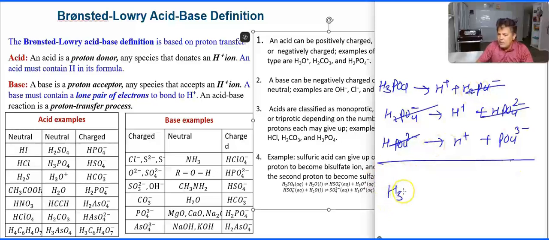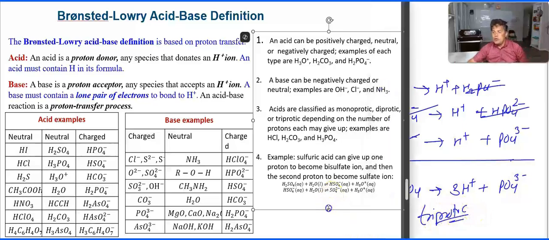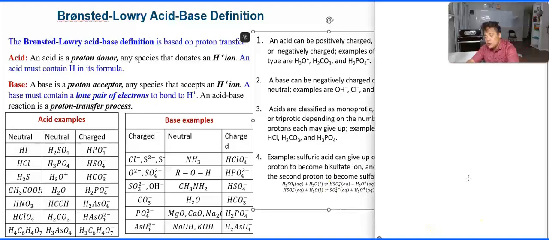That's why H3PO4 can give you 3 protons plus PO4 3 minus. That's why it is triprotic. It can give you 3 protons. So some acids can be bases also. They can be acids also.